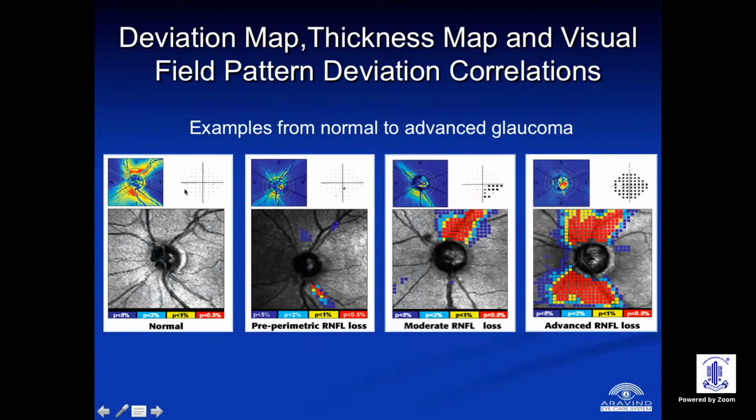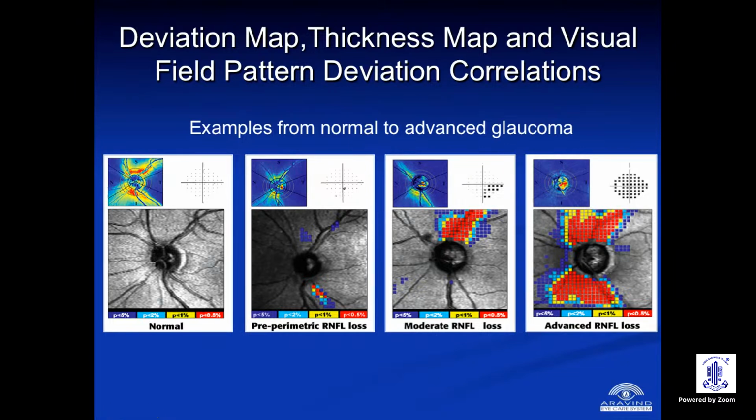Just for the postgraduates to understand, the correlation between the thickness map, the visual fields, and the deviation map is shown. This is the normal. This may be a pre-perimetric retinal nerve fiber loss. This is probably a moderate glaucoma, and this is a severe glaucoma.